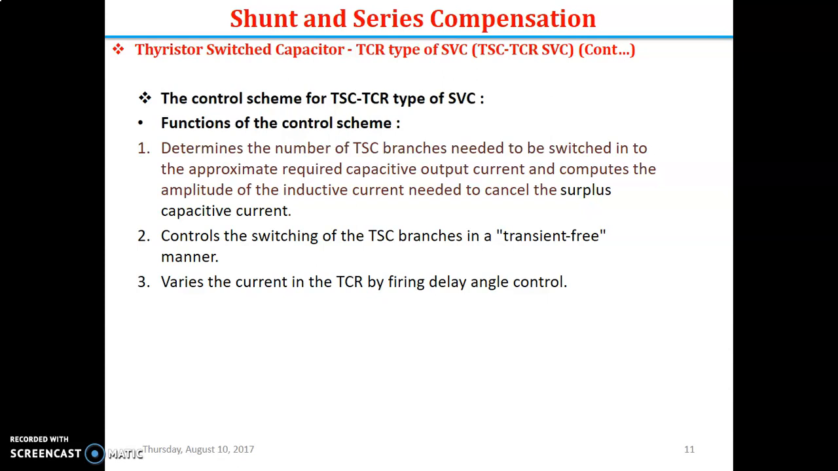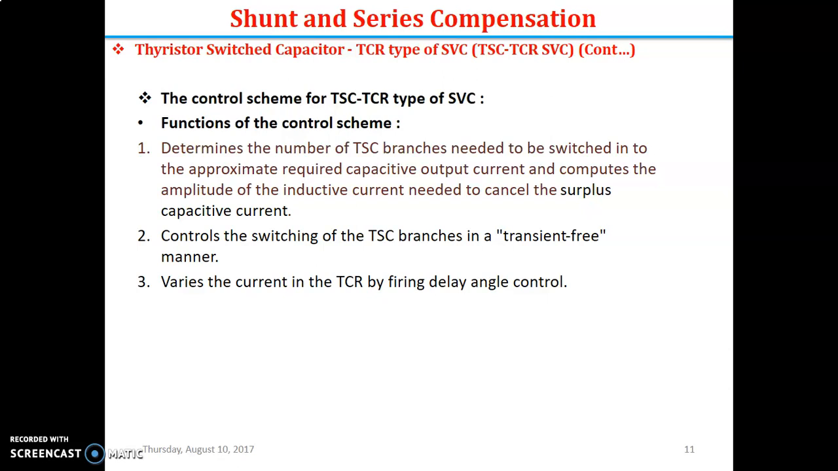Secondly, it controls the switching of the TSC branches in a transient-free manner. That is very important. While inserting the capacitor, you have to do zero voltage switching, so that the circulating current should not flow through the circuit, as we discussed previously, to ensure that the supply voltage and the capacitor voltage are the same. So if there is a voltage difference between supply voltage and capacitor voltage, then circulating current will flow, and it varies the current in the TCR by firing angle delay control.